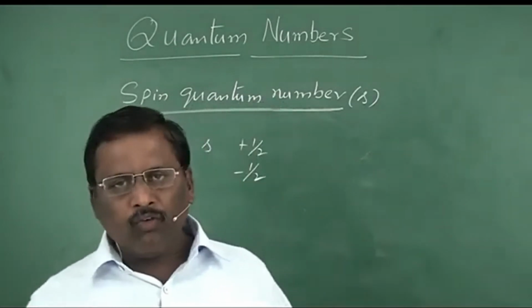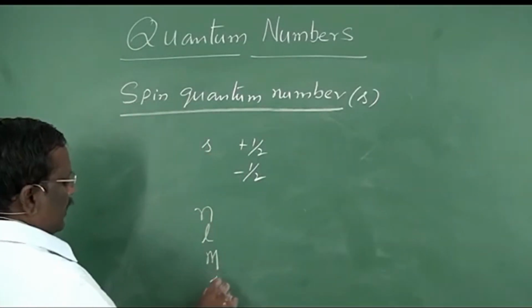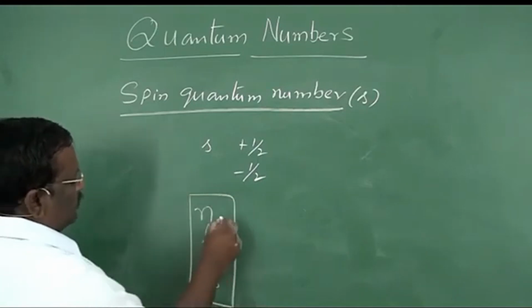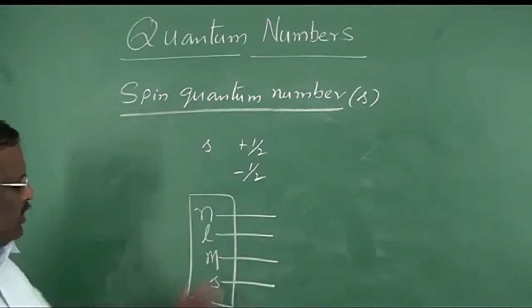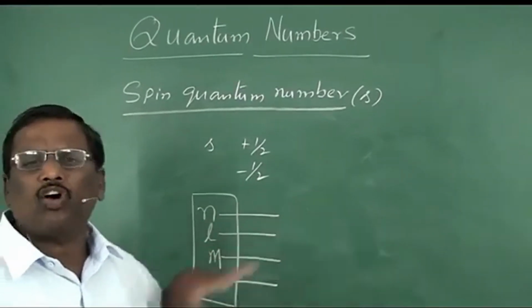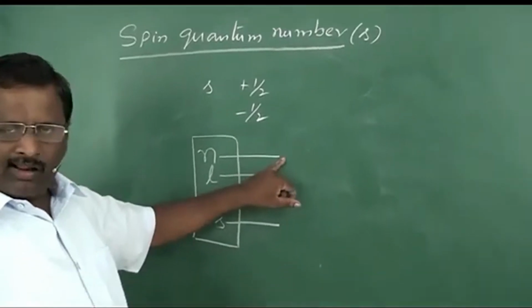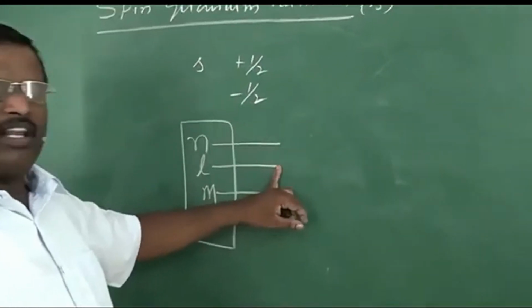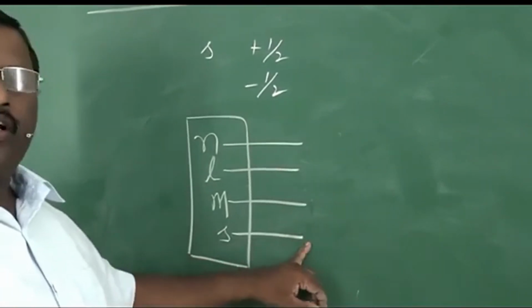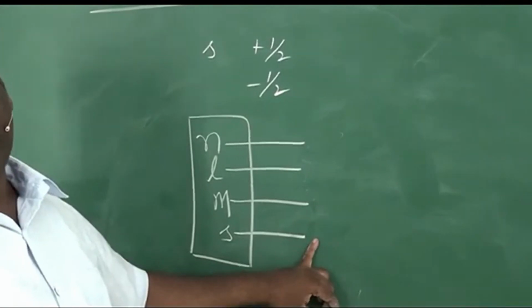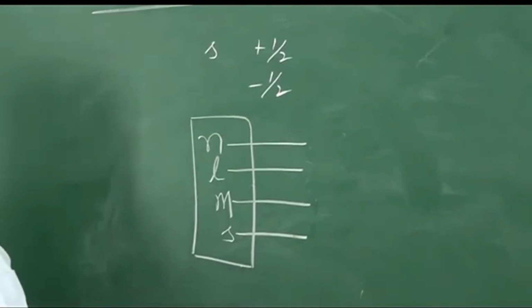So here we have four quantum numbers: N, L, M, and S. With the help of these quantum values, you can identify an electron in an atom. These four are the address tags for an electron. In which main energy level? In that main energy level, in which sub-energy level? In that sub-energy level, in which orbital? In that orbital, in which direction is that electron spinning? With the help of this, we can estimate the position of an electron in an atom.